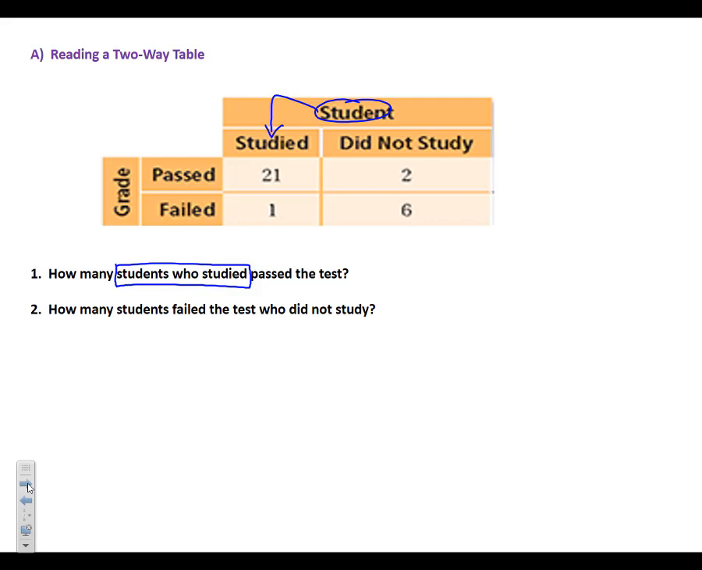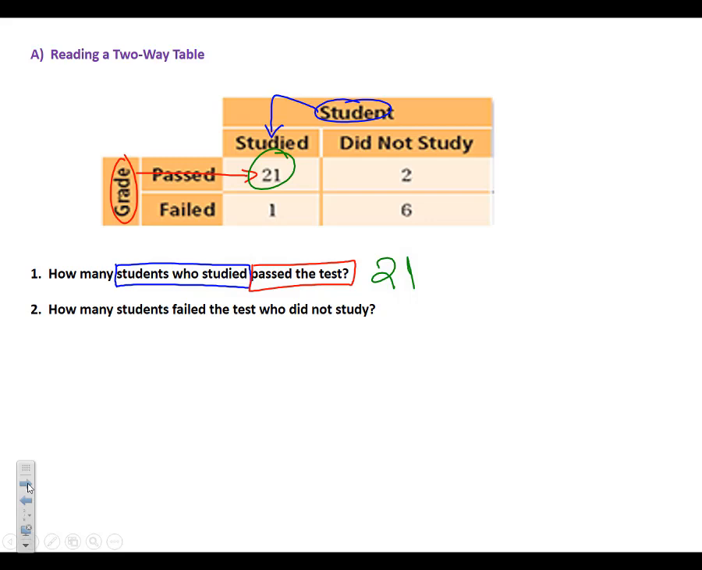All right, so now we have passed the test. That is our second category. For our grade, passed the test, we come this way and we look for the joint frequency where those two pieces of information intersect. And we can see that that happens right here. Studied and passed the test. 21 students studied and passed the test. That answers the question straightforward.